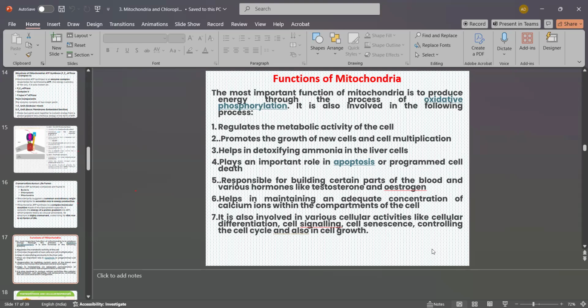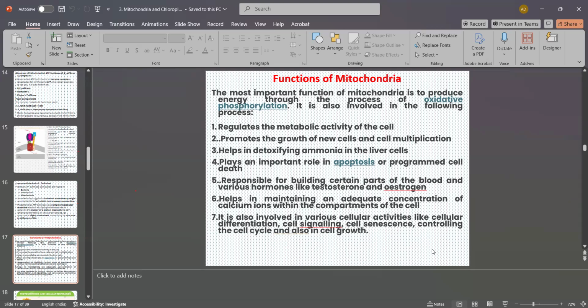It is also involved in the following processes. First, it regulates the metabolic activities of the cell. Metabolism means that all cell organelles can be active depending on mitochondrial activity. All types of cell organelles depend on the mitochondria to supply the ATP for working.